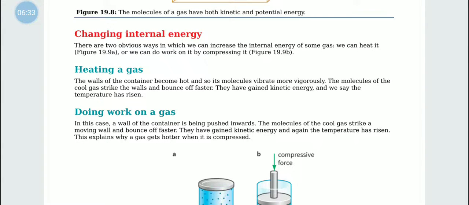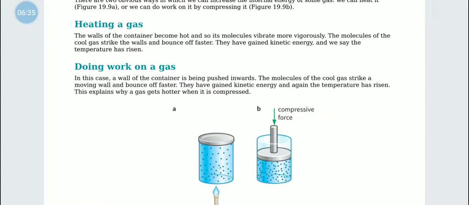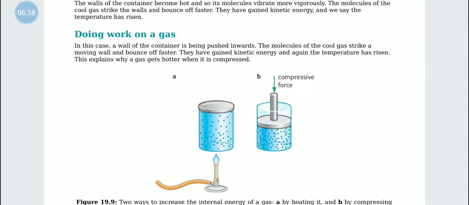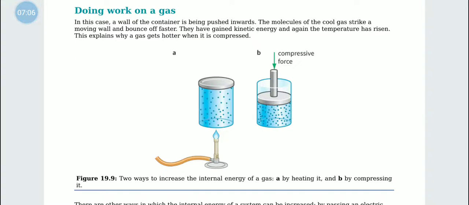Then we can compress them, right? When you push them together, what happens is, again the wall of the container is pushed inwards. Again the temperature rises. When a gas is compressed, it becomes hotter or warmer. So when that happens, the same principle just like in A happens. They start colliding more often, and as a result they will increase their kinetic energy as well.